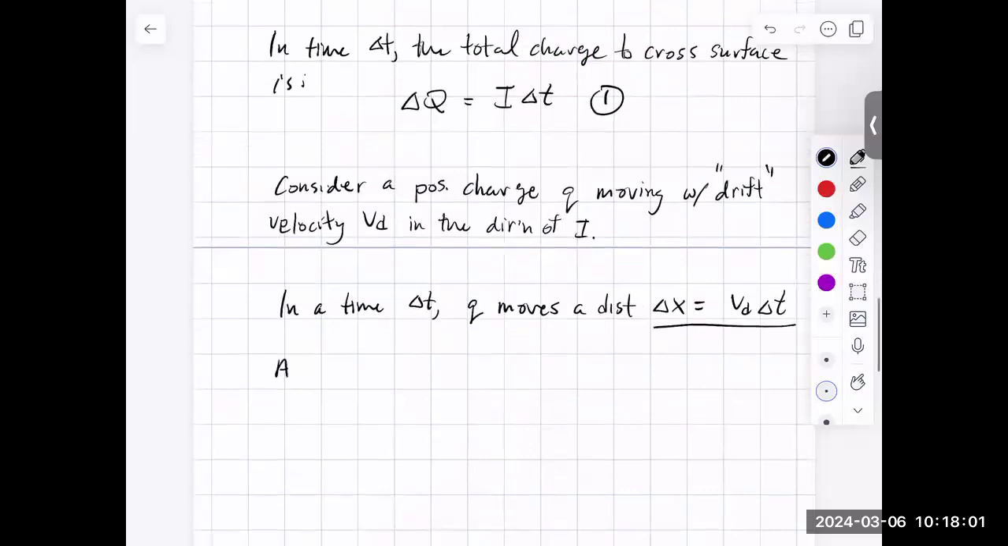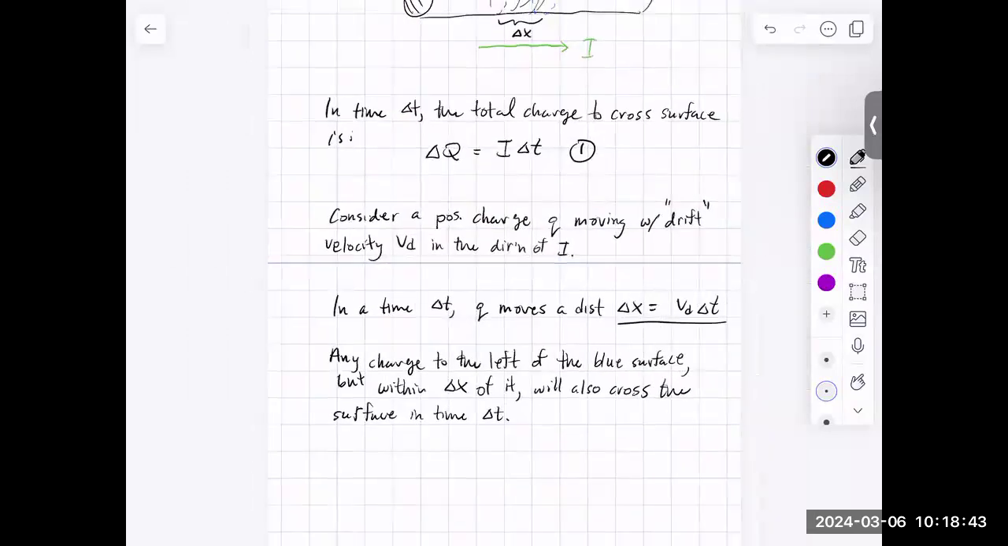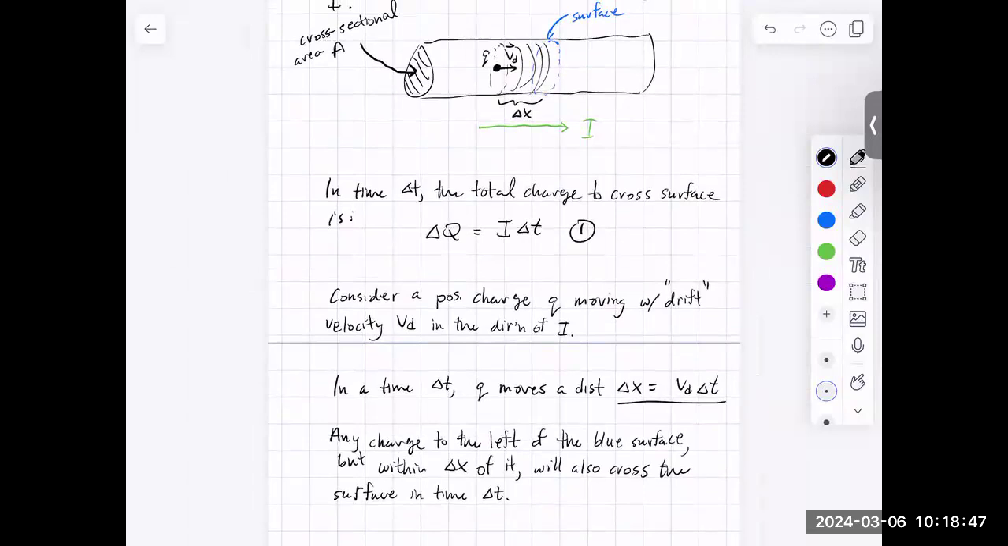Okay, so any charge to the left of the blue surface, but within distance delta X of it, will also cross the surface in time delta T. So what we have to do is count the number of electrons that are in the shaded part of this cylinder.